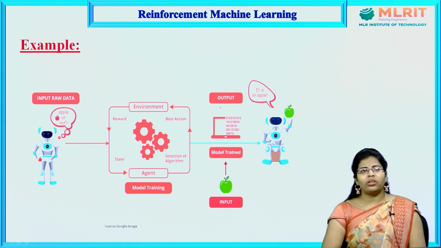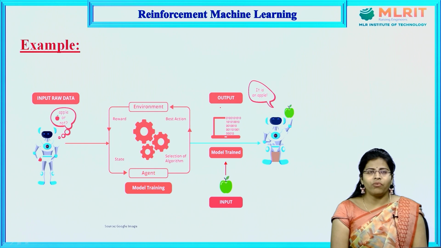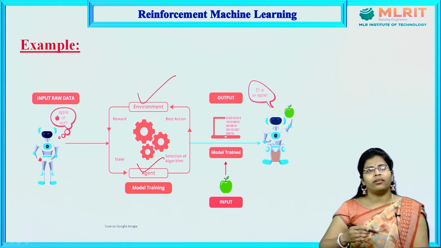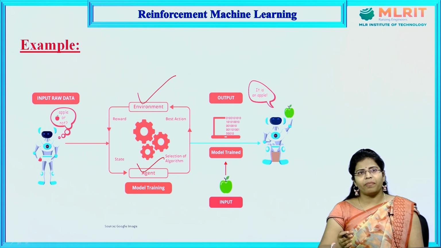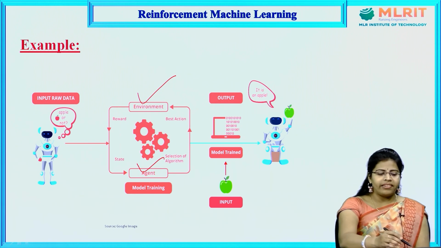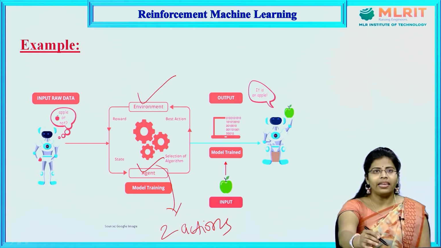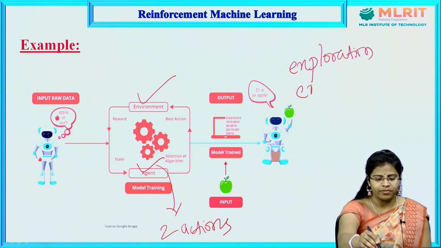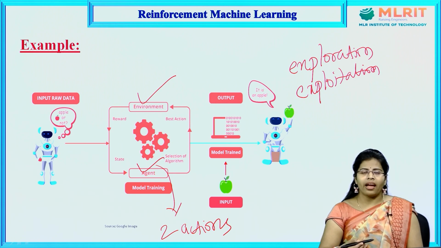Let me explain with one example how reinforcement machine learning works. Actually, reinforcement machine learning is the interaction between the environment and the agent. The agent performs actions in two ways, that is exploration and exploitation.